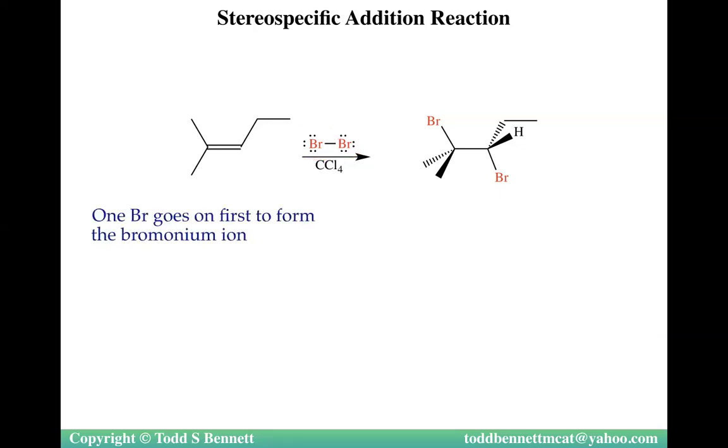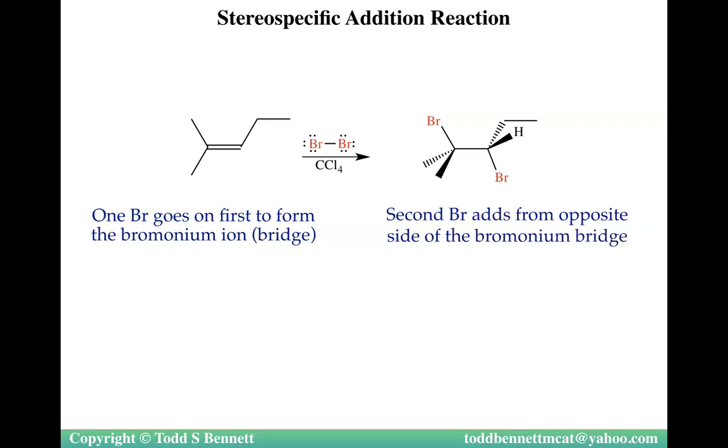So one Br goes on first to form what they call a bromonium ion bridge. So we'll go into that mechanism, how that works. It's similar to the mercury acetate that we used in oxymercuration. The second one adds from the opposite side of the bridge because once you add one bromine on, it makes one side more crowded. So the second Br goes from the less crowded opposite side. Okay, regioselectivity, we're adding the same atom, Br and Br, to each carbon. So there is none to speak of.